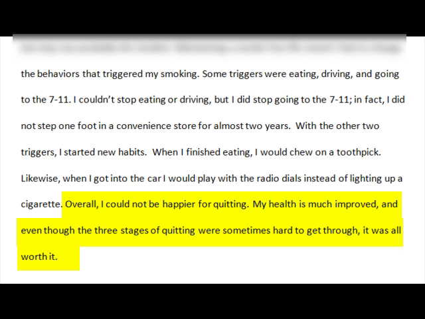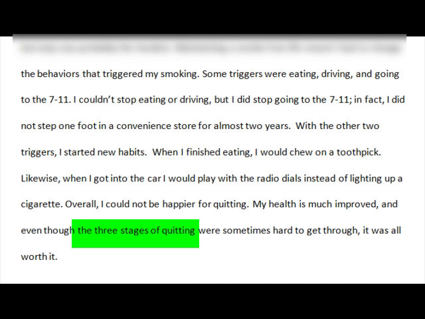Overall, I could not be happier for quitting. My health is much improved, and even though the 3 stages of quitting were sometimes hard to get through, it was all worth it. The last 2 sentences there provide the conclusion. They tie into the introduction and provide a reference back to the topic sentence of the 3 main stages.